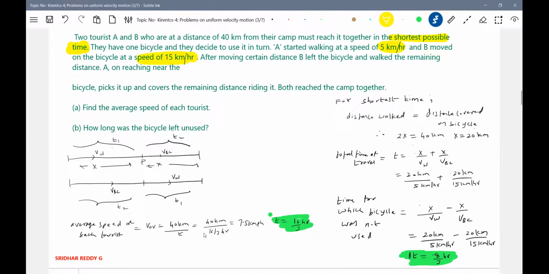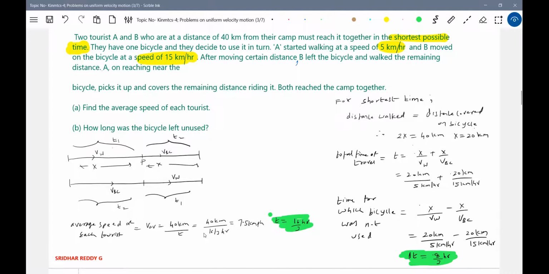Means when they walk, they'll be walking at a speed of 5 kilometers per hour. When they ride the bicycle, they'll be moving at 15 kilometers per hour. Then after moving a certain distance, B left the bicycle and walked the remaining distance. A, on reaching the bicycle, picks it up and covers the remaining distance riding it. Both reach the camp together. Find the average speed of each tourist. How long was the bicycle left unused?